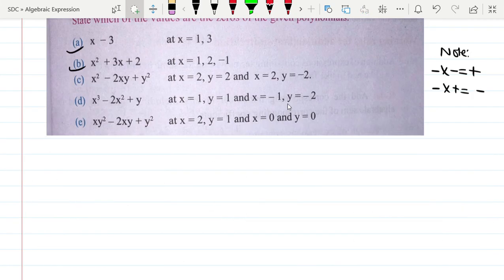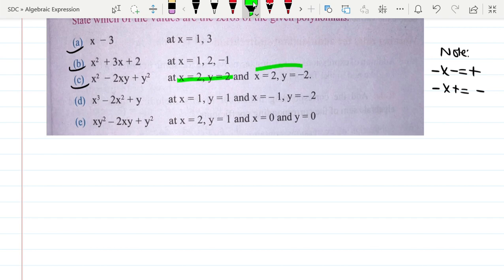Okay, and I go with number C. So your expression has two variables, x and y. That is why there are given values of x and y both. So here exist two questions. First question is this, where at value of x equal to 2 and y equal to 2 you have to find the value of this expression.